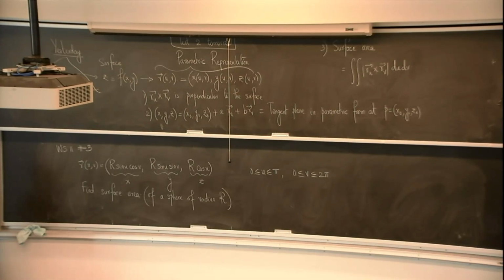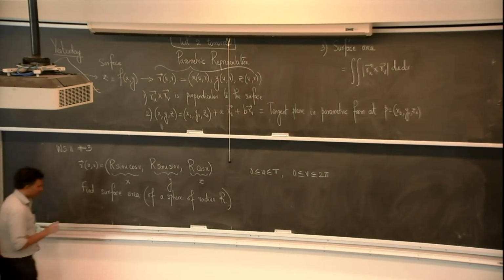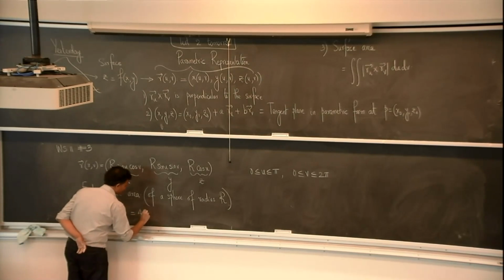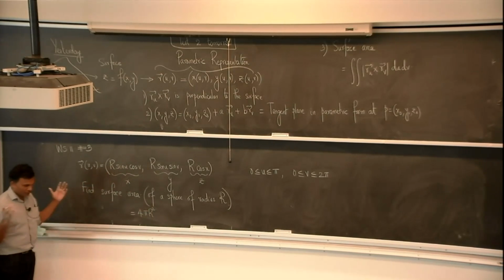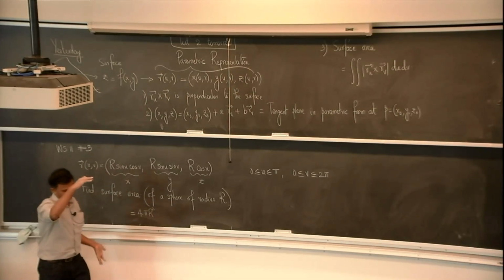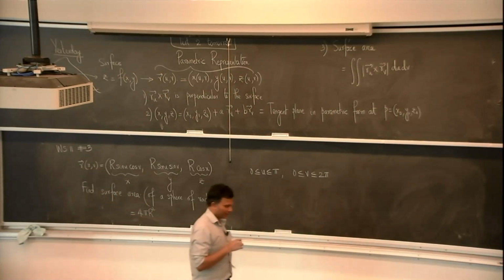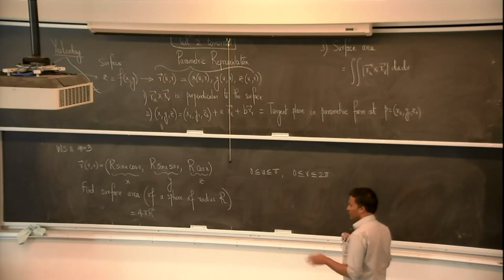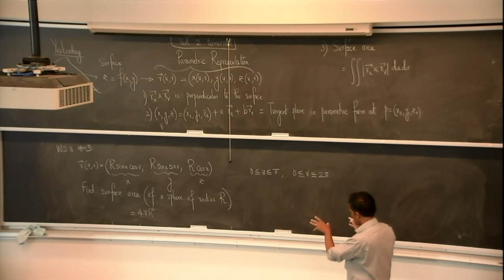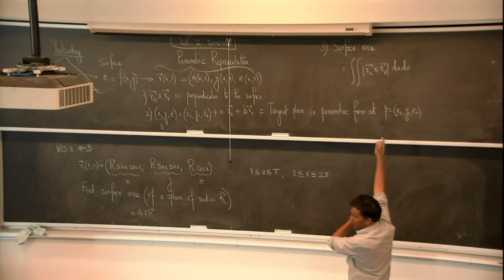Do you remember what the formula for the area of a sphere was, from your middle school or high school? Anybody online, do you remember? 4 pi r squared. It's the same as the area of a cylinder of the same height as the diameter of the sphere. That's how you should think about it. 4 pi r squared. So let's see if you get that result by doing this crazy computation.